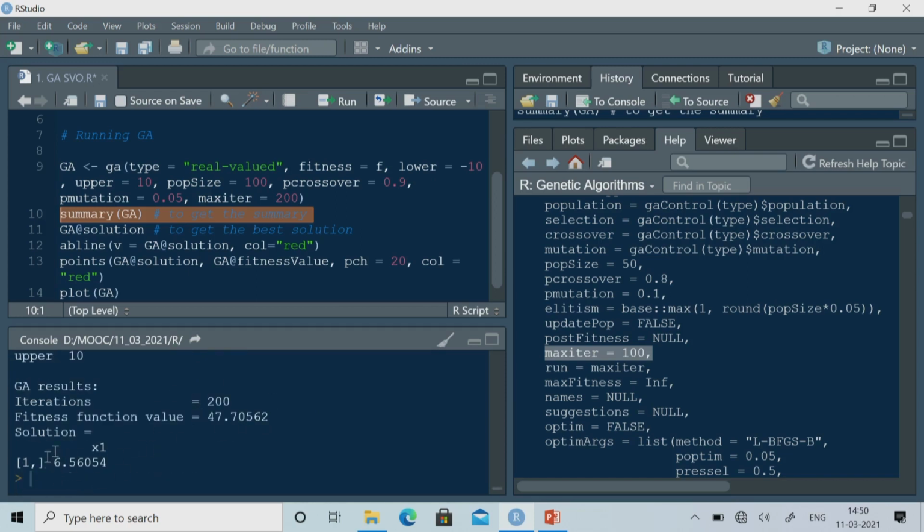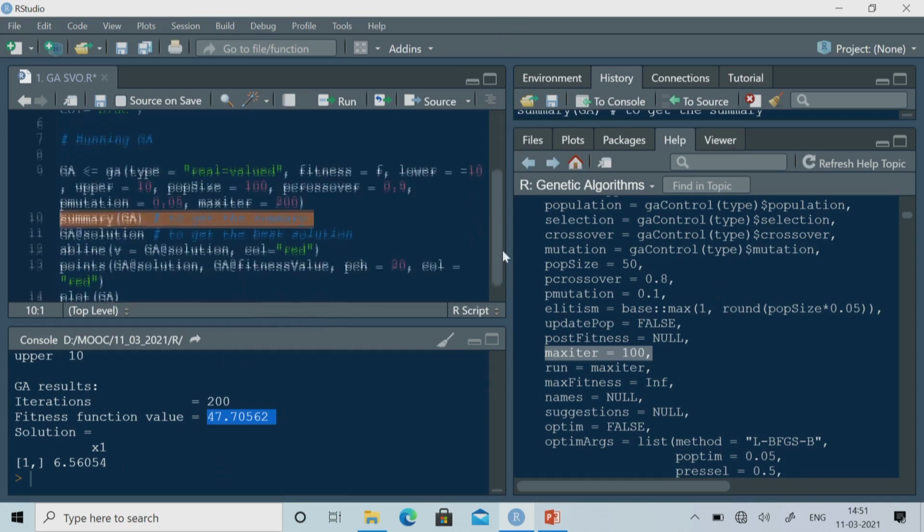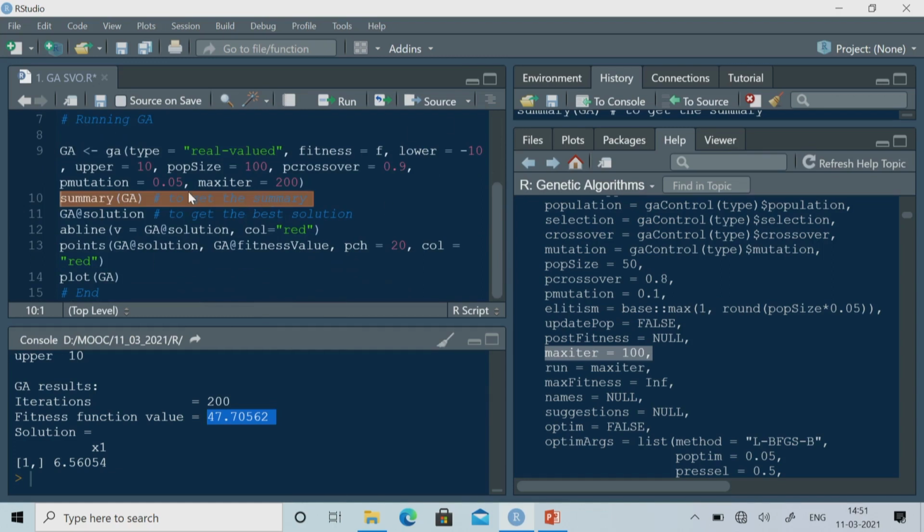The solution is, I think we are getting the same solution, that is 6.56054, and the optimal solution is 47.70562. So, with this I can actually change the GA parameters. Depending upon what type of problem you are solving, if you want to change these parameters, I can define these parameters here. So, I hope this is clear to you.